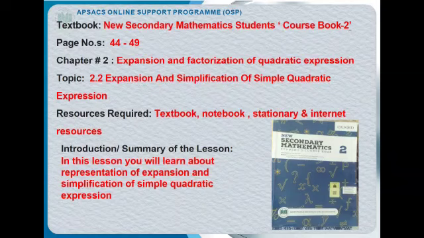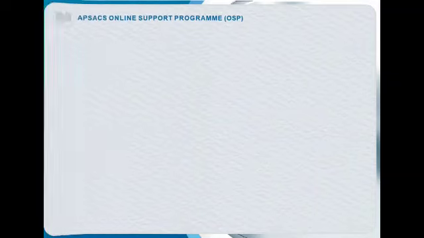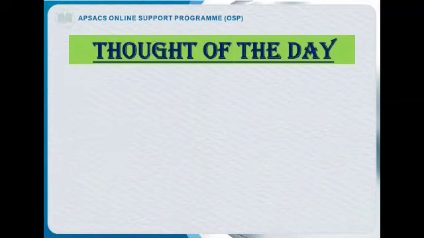In this lesson today we are going to learn about representation of expansion and simplification of quadratic expression. But moving towards the topic, first we are going to discuss thought of the day.